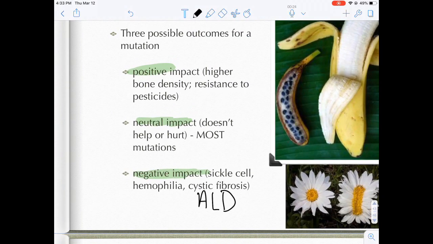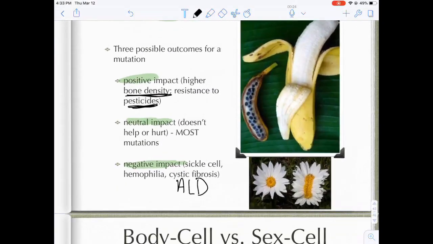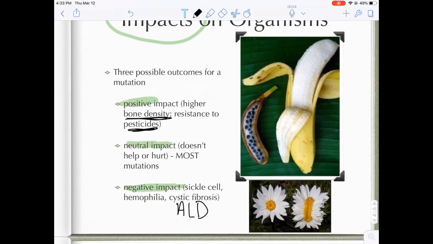But a lot of mutations that happen, even though they might change the DNA, don't always result in a change in the protein. Or maybe the change in the protein is so slight that it doesn't really change its function. And then of course there can be some mutations that are a positive impact, like having increased bone density, or if you are an insect or a plant, being resistant to pesticides, that's going to allow you to survive further. The pictures are just some different kinds of mutations.